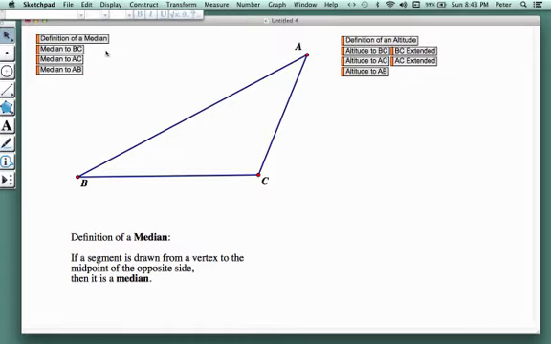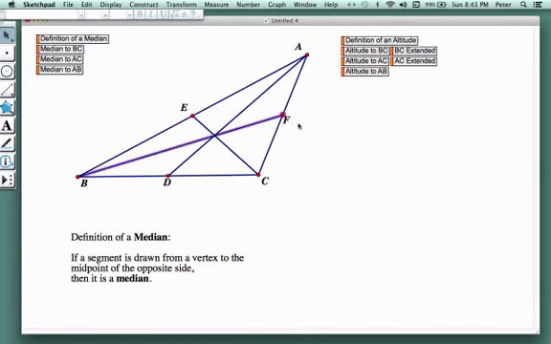So let's take a look at a few of what the medians would look like. The median to BC would come from vertex A and would meet at D, the midpoint of BC. If I were to draw the median to AC, what vertex would that come from? Well, the median to AC would have to come from vertex B, and it would meet at F, which would be the midpoint of this side. Finally, the last median would be drawn to the midpoint of AB. So those would be your three medians.